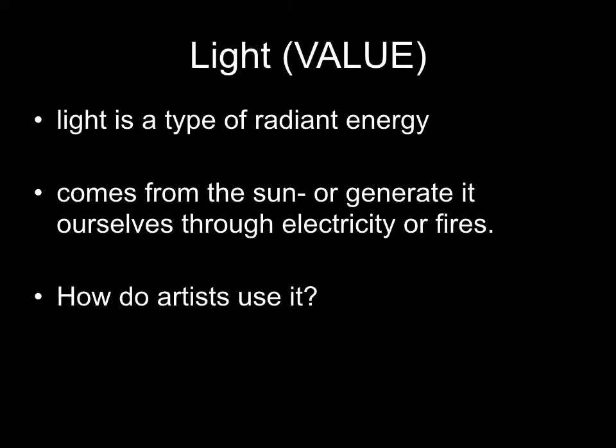The next element of art that we're going to talk about is light and value. Light is a type of radiant energy. It comes from the sun. It also is something that we can generate ourselves through electricity or fires. But how do artists use it?